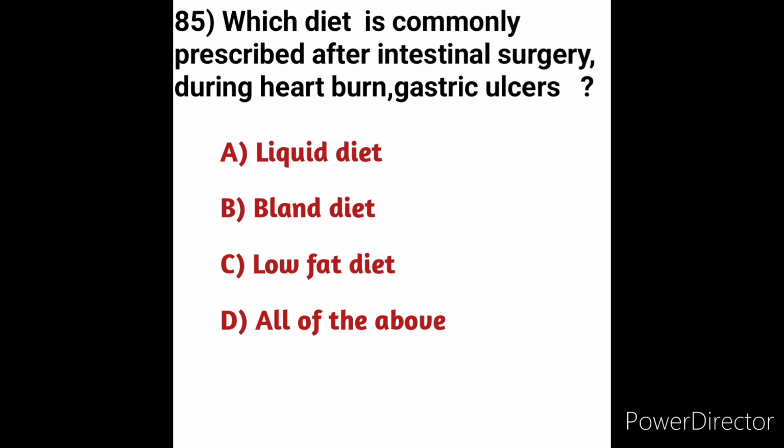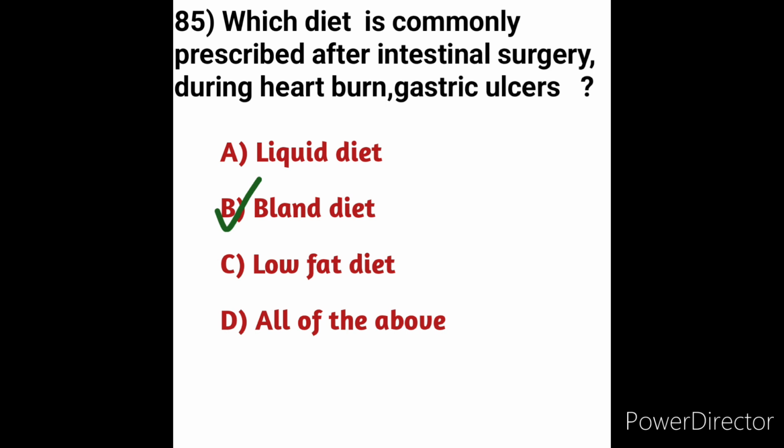A bland diet can be used alongside lifestyle changes to help address the symptoms of ulcers, heartburn, GERD (gastroesophageal reflux disease), and nausea and vomiting. A bland diet is most commonly advised by the dietitian post intestinal surgery. It is low in fiber, not spicy, low in fat, and boiled. Do not eat spicy, fried, or raw foods, do not drink alcohol, and avoid caffeinated drinks. So for a patient post intestinal surgery with heartburn and gastric ulcers, option B, bland diet, is the correct answer here.